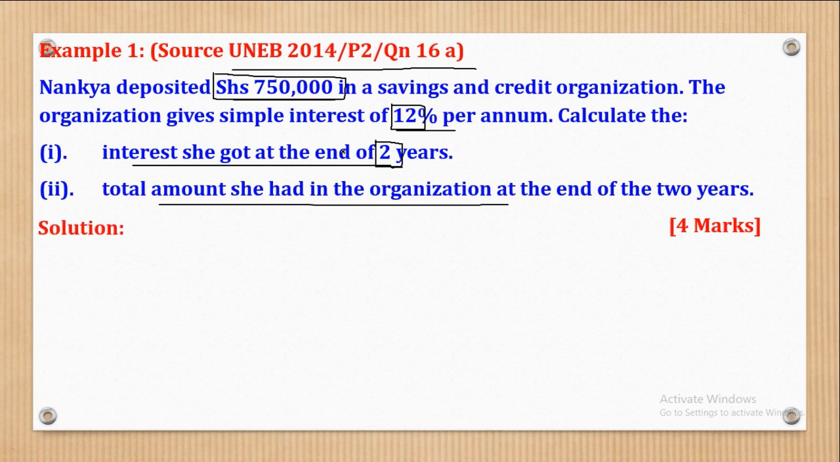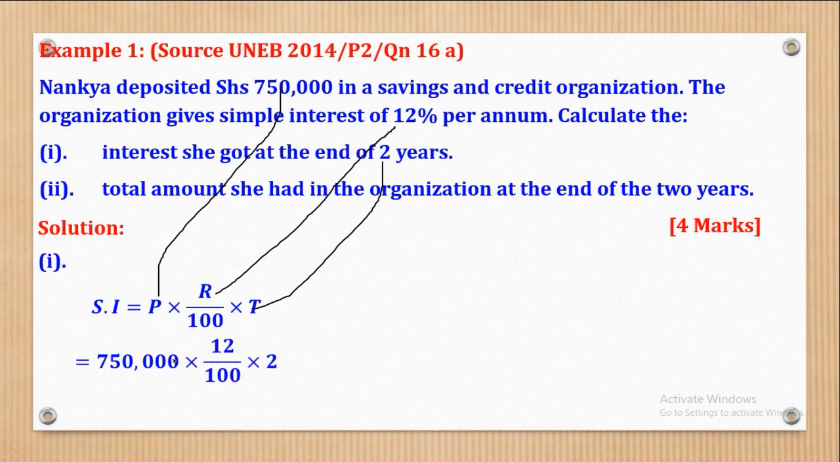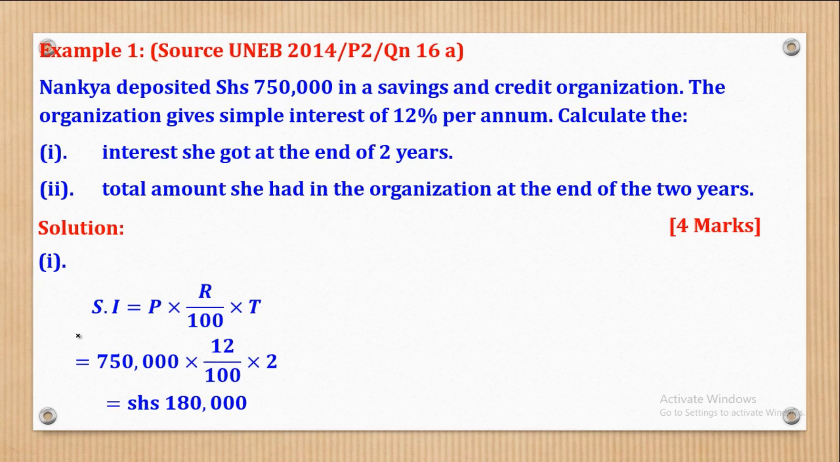So we shall recall the formula for simple interest and use it. We know that simple interest is equal to P R over 100 times T. So always remember that formula. In this case our P is 750, R is 12, and T is 2. So we shall substitute that into the formula for simple interest and use the calculator to simplify to come up with shillings 180,000. So this is our simple interest, which is the answer for Roman 1.